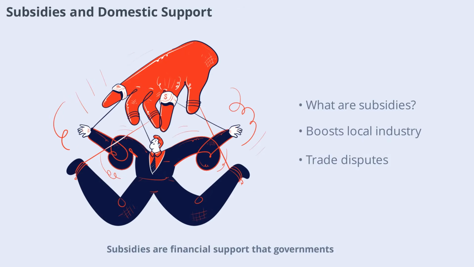Subsidies are financial support that governments give to local businesses or industries. By lowering production costs, subsidies make domestic products more competitive against imports. While not a direct barrier, subsidies can distort trade by giving local companies an unfair advantage. This often leads to disputes between countries, especially in sectors like agriculture.